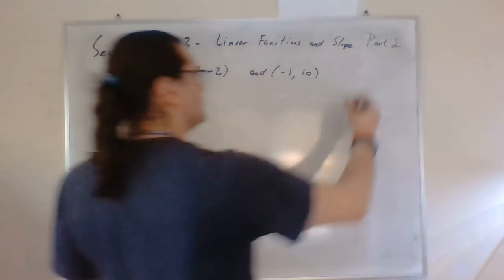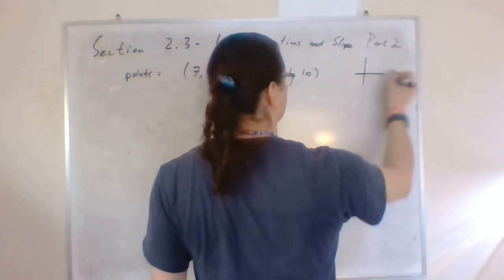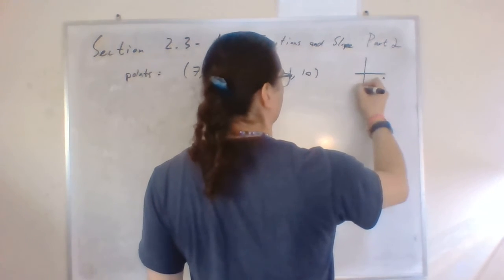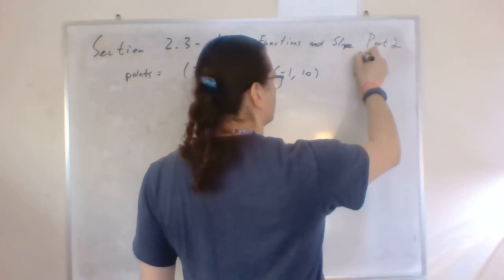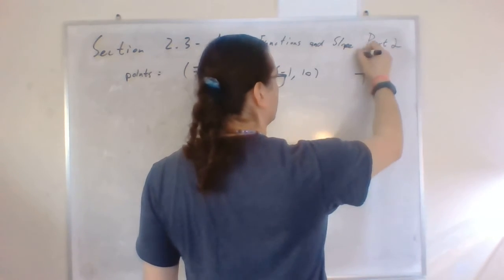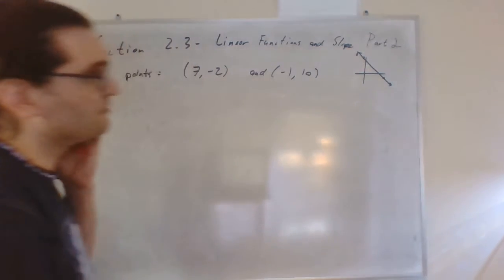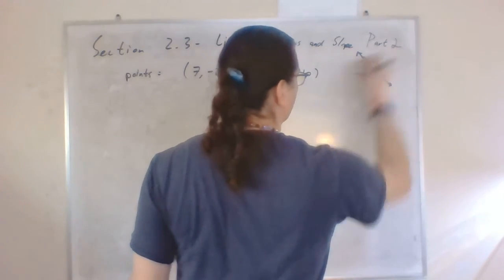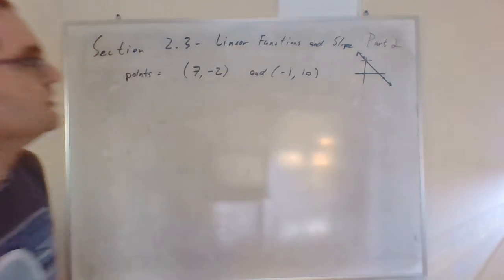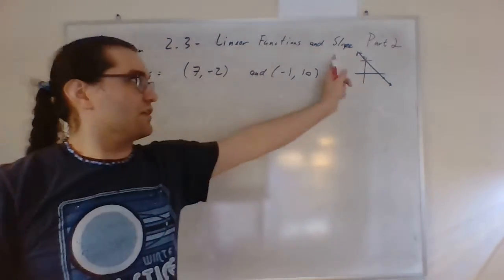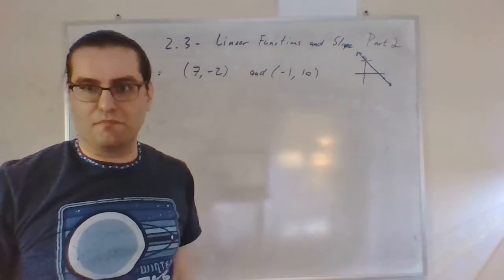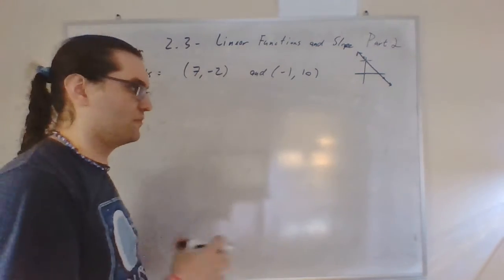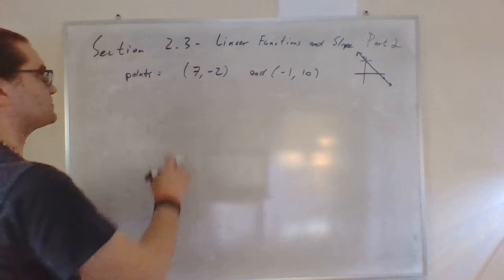We could make a little graph if we wanted to. 7, -2 is over here. -1, 10 is up here. So we're expecting our slope to be negative, probably about 1-ish. We're expecting our intercept to be a little less than 10. Sketching out a little mini graph like this might help you make sure that your answers make sense when you're doing this on tests and quizzes.